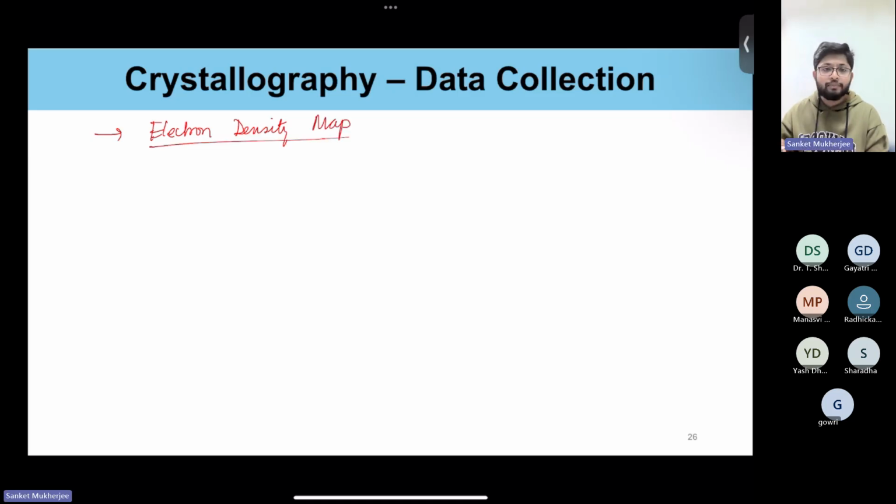Electron density map. This electron density map contains information about where electrons are present, and based on this, we deduce the structure. Now, this phase information we can get through different ways. One is molecular replacement.